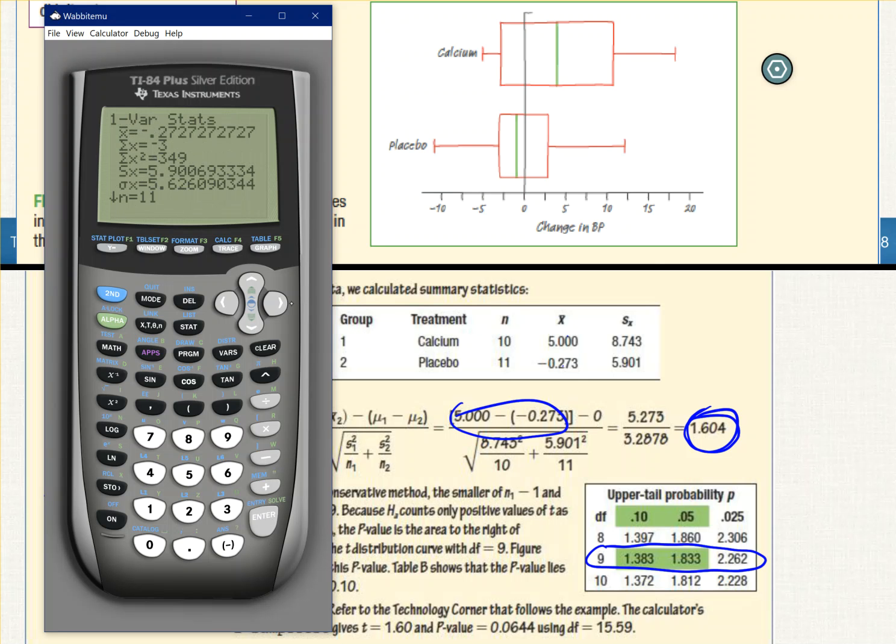But otherwise, this time we're doing a test. We're doing a t-test with two distributions. So let's go to stat, tests, two sample t-test. And now I'm going to do input is data. List 1, L1, L2, frequency 1, that's just one of each. We want to know when mu1 is greater than mu2.